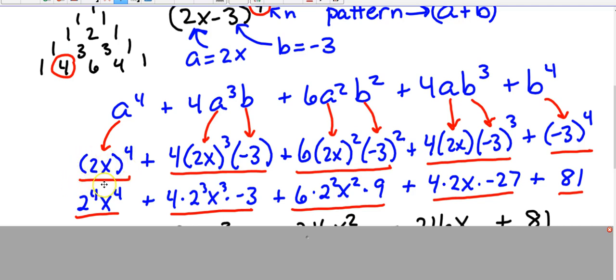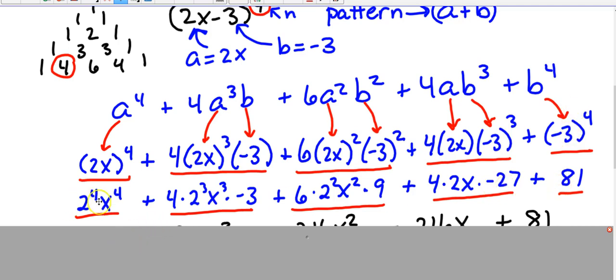That's another reason to put the parentheses, to be careful about that. 4 times 2 to the third x to the third, and then times negative 3. 6 times 2 squared x squared times negative 3 squared, which I just wrote as positive 9. 4 times 2x times negative 3 to the third, negative 27, and negative 3 to the fourth is 81.